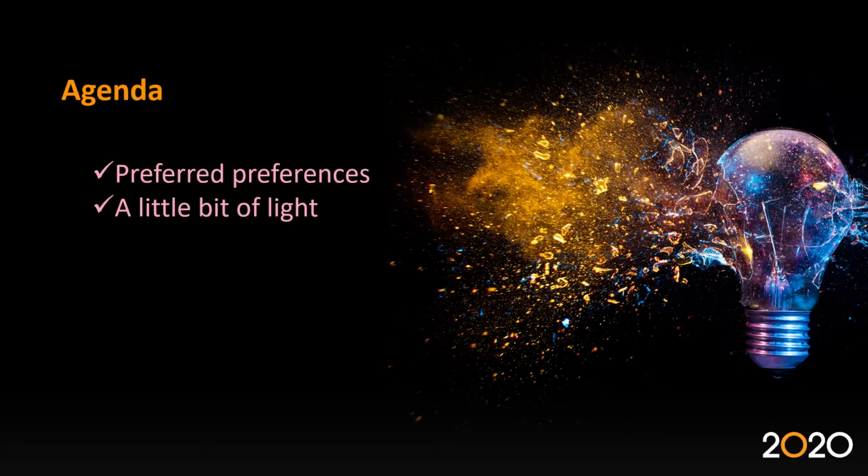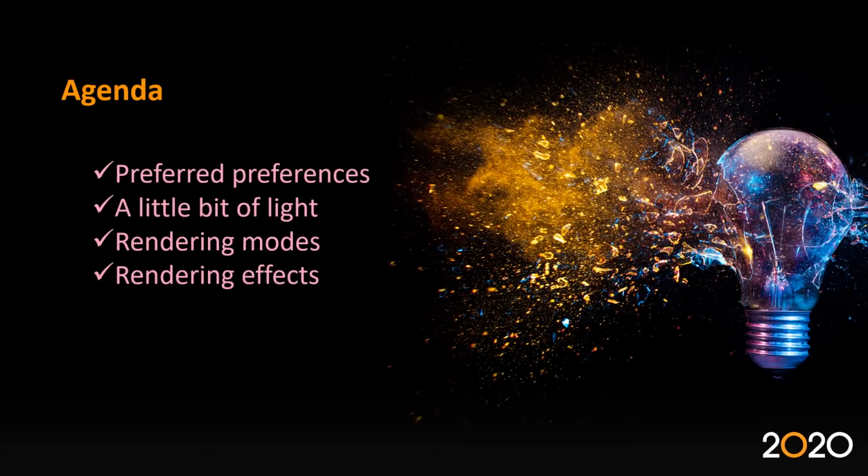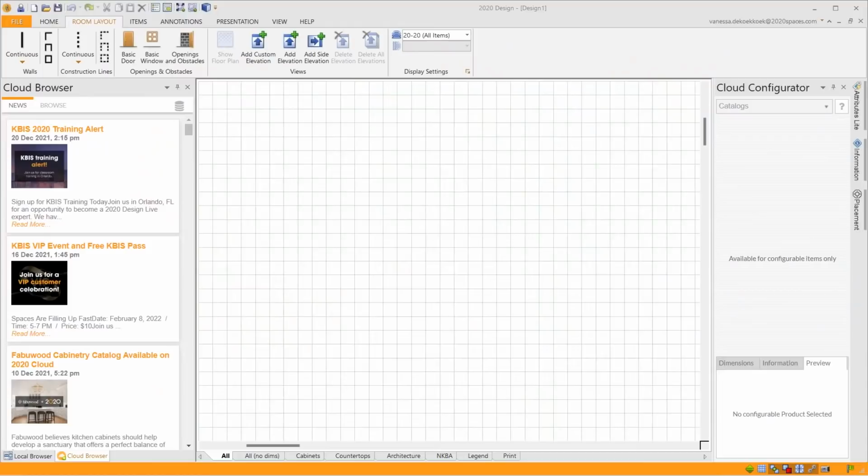We'll spend a little bit of time on lighting, very, very critical and frequently asked question for rendering. We are going to look at a few of the different rendering modes, the different rendering effects, and my favorite topic for today is a quick tip to show you how to create a GIF out of 2020 design renderings. So let's jump in. So today I am in 2020 Design Live.